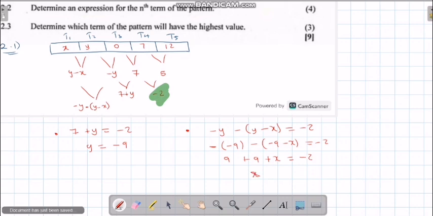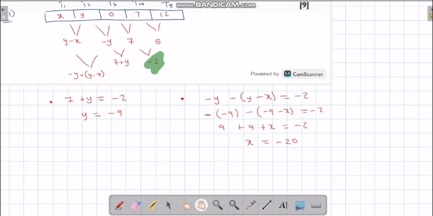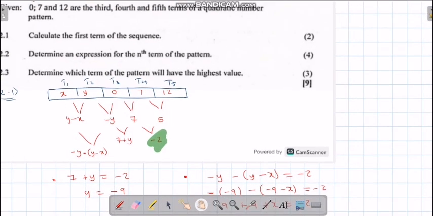So our x will be equal to negative 20. Okay. Therefore, since they're looking for term number 1, which means t1 is equal to negative 20. We're looking for term number 1, right? Calculate the first term of the sequence.